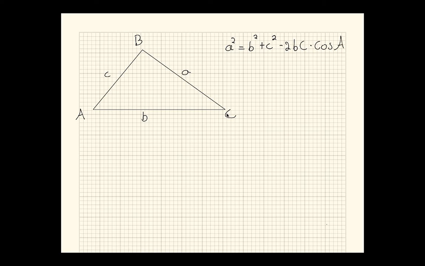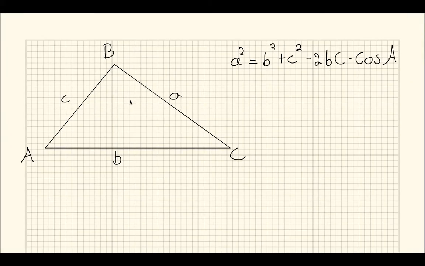of A. Okay, I know it looks like a lot, but basically what we're saying here, if you're trying to find a side, say a, in this case, it is equal to the other two sides squared. Okay, add those together. Minus 2 times the other two sides times the cosine of a's opposite angle.